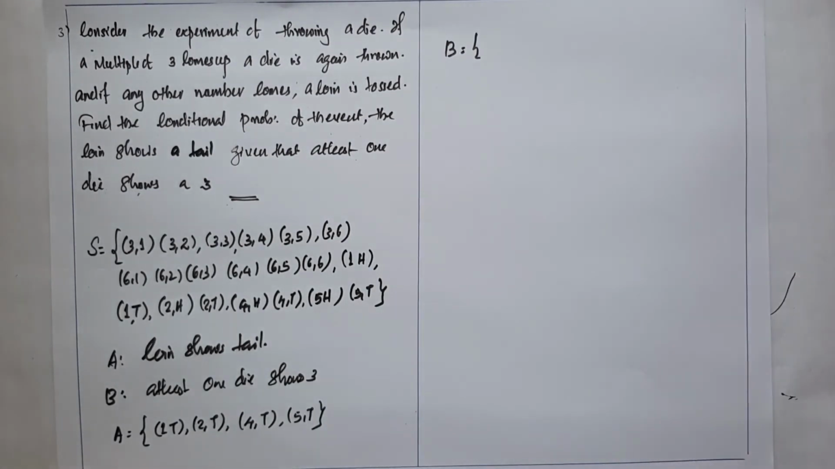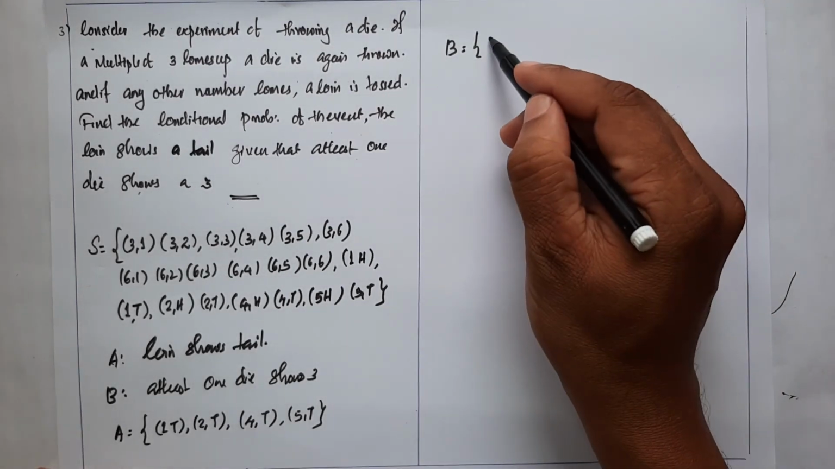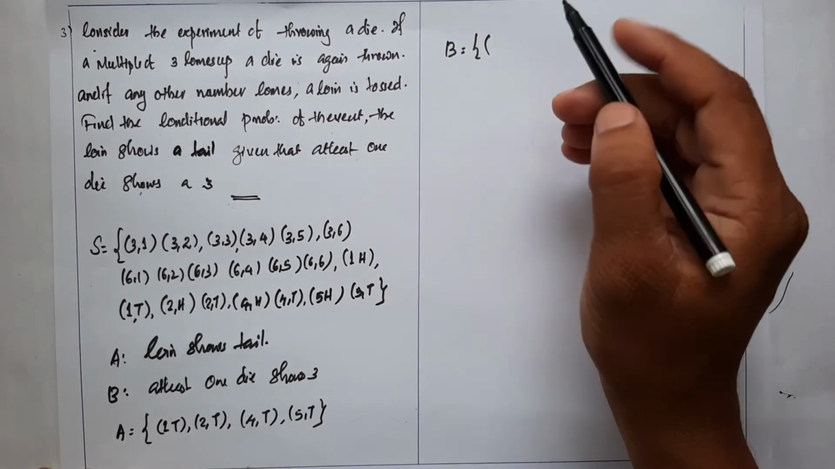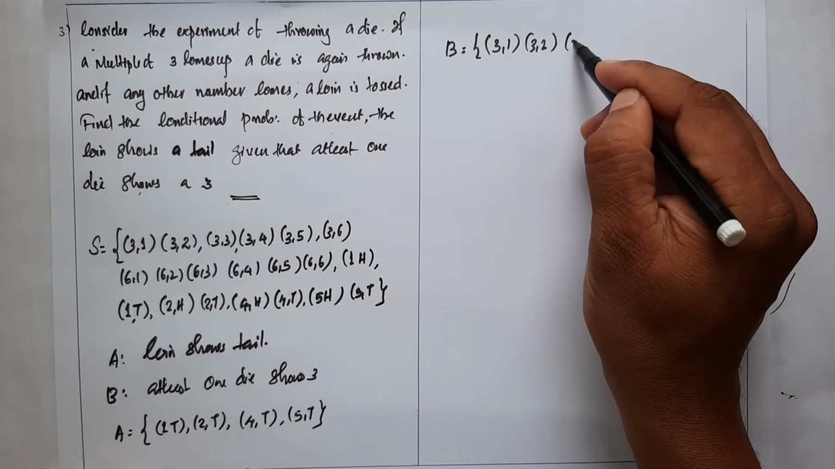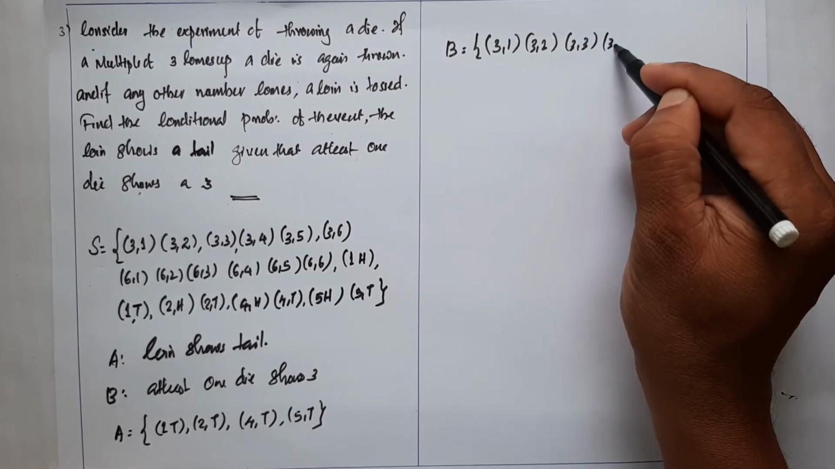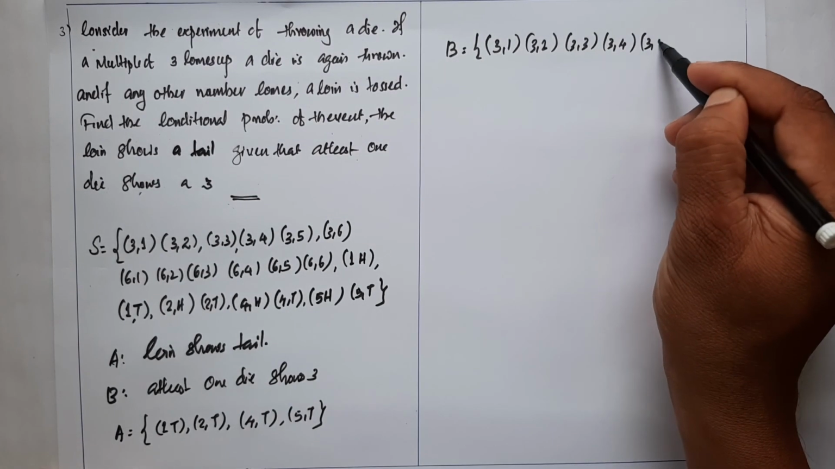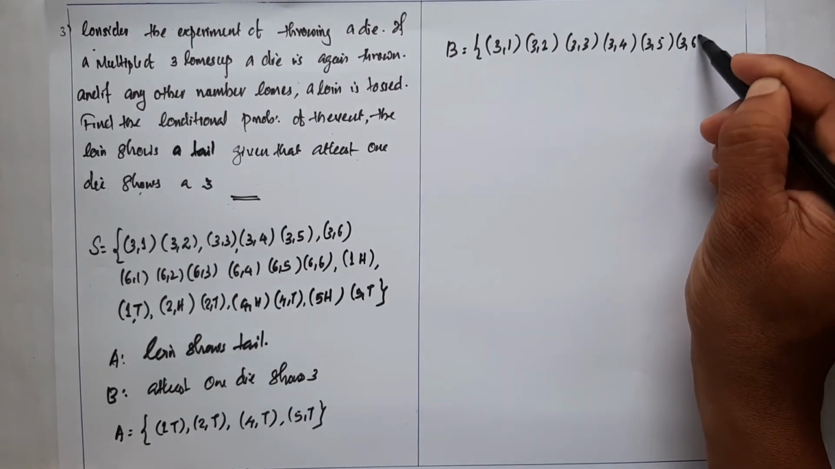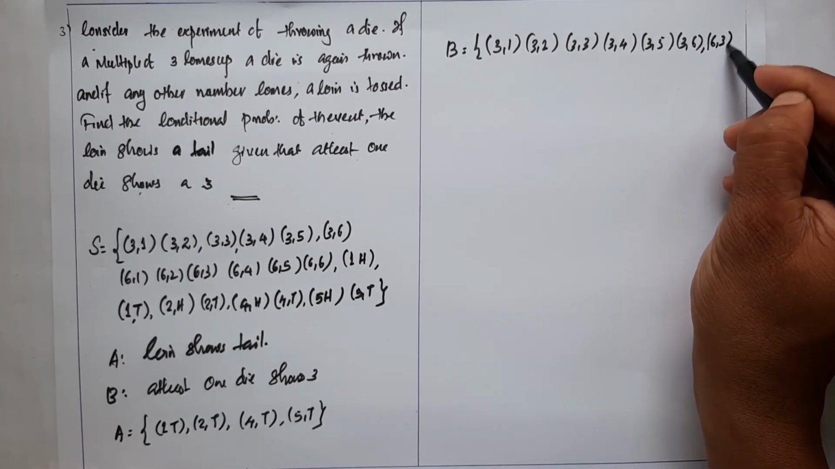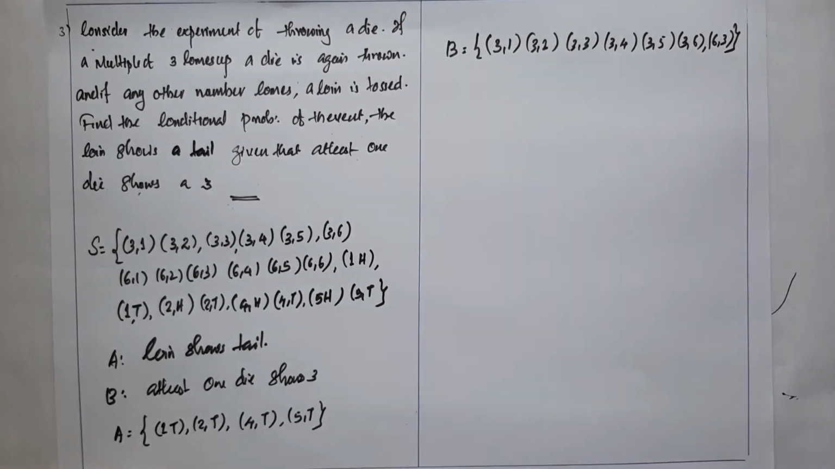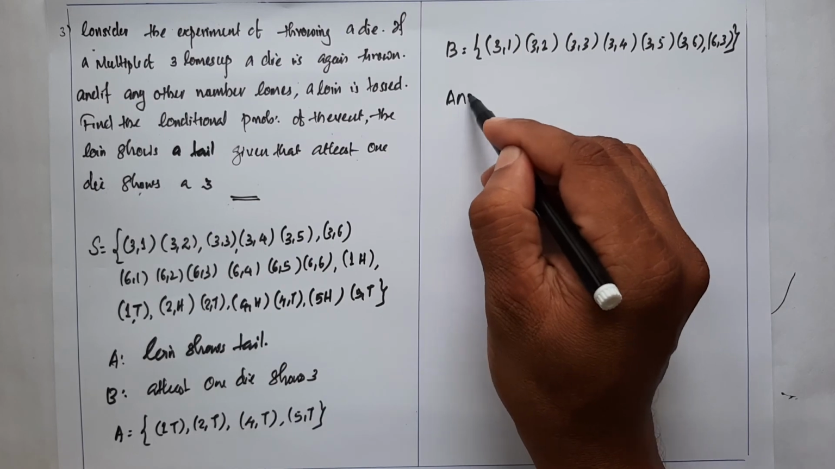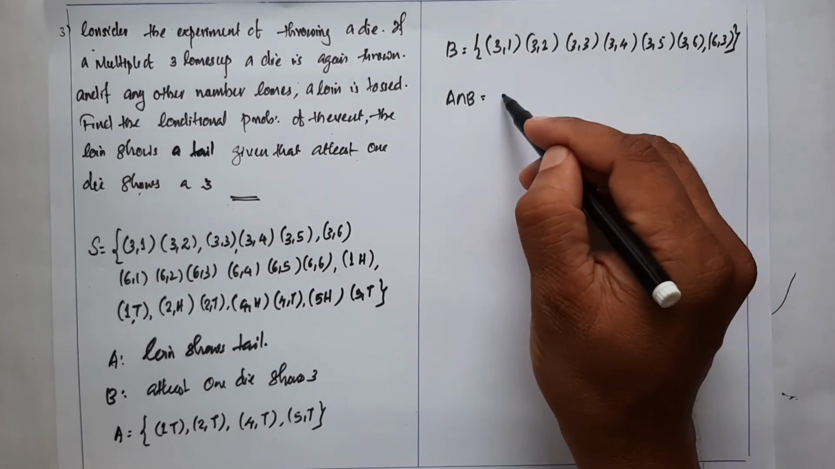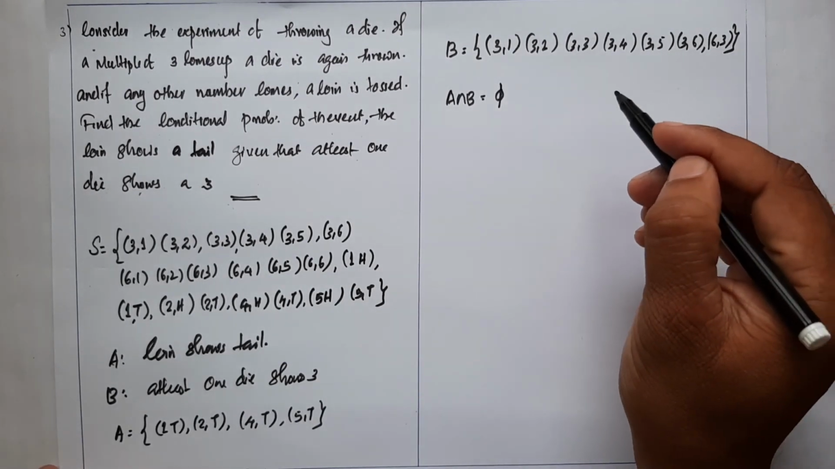Then what is B? B is the event that at least one die shows 3. That means the elements containing 3. Either of the two dice can show 3. That is 3,1; 3,2; 3,3; 3,4; 3,5; 3,6; and 6,3. Then A intersection B has no element in common.